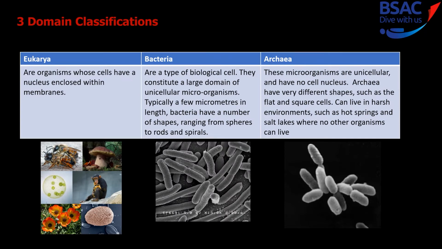Three domain classifications. When looking at the top row in the previous table, we see the label domain. There are only three classifications of domain in the taxonomical tree of life. These domains are, firstly, Eukarya, which are organisms whose cells have a nucleus enclosed within a membrane. This includes protozoans, plants, chromists, fungi, and animals.